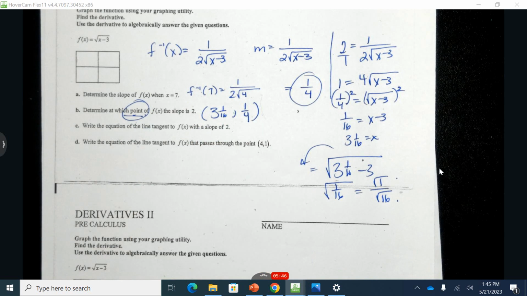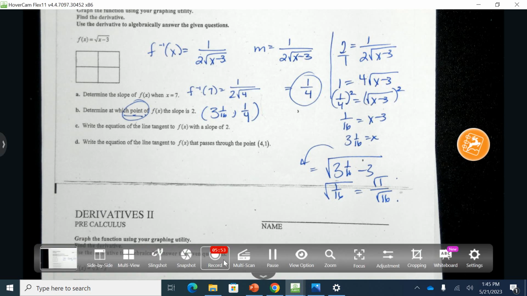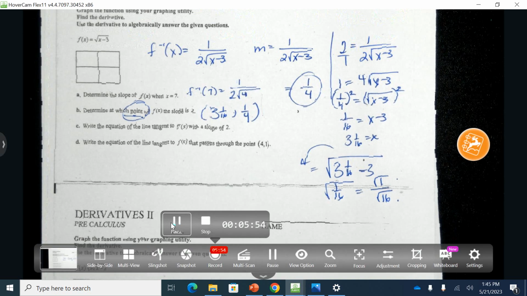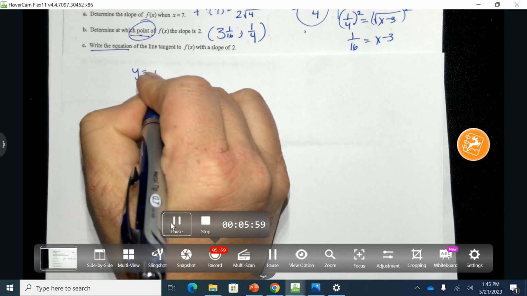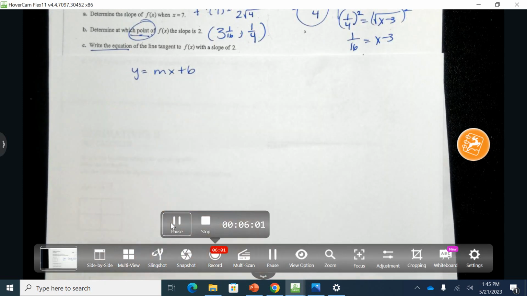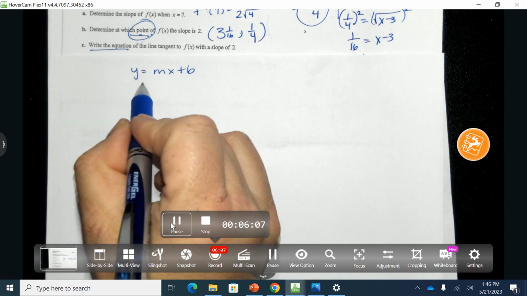Write an equation of a line tangent with a slope of 2. Let me grab a piece of paper so I have more room to write this down. I'm told that the slope is 2, and I want to write an equation. I'm going to use y equals mx plus b. You also may use point slope. Mr. McFarland may use that. I prefer that, but there are equivalent ways to write it. So this is y equals mx plus b.